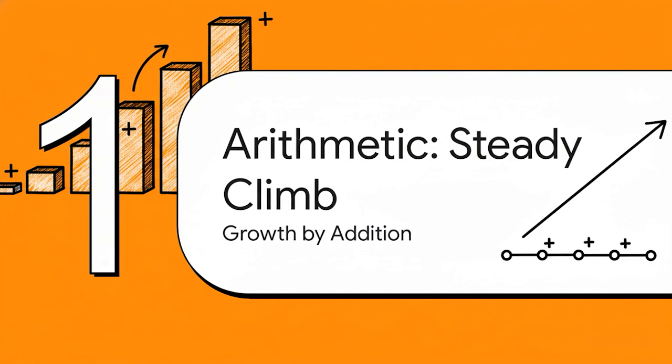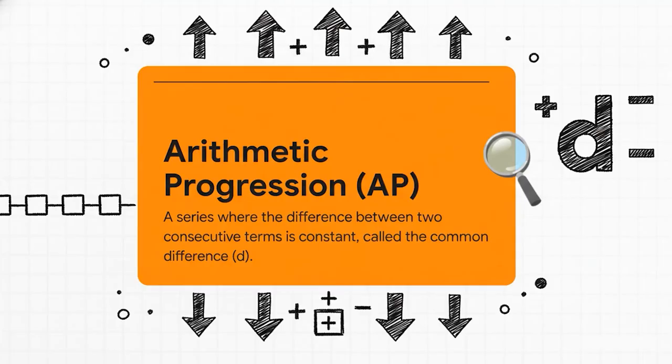So our first character is the arithmetic progression. I want you to think of this as the reliable, consistent pattern. It's like getting the exact same pay raise every single year. It's all about that steady growth that comes from simple addition. The key thing to remember here is that in an arithmetic progression, or AP for short, you are always adding the exact same amount to get to the next number.